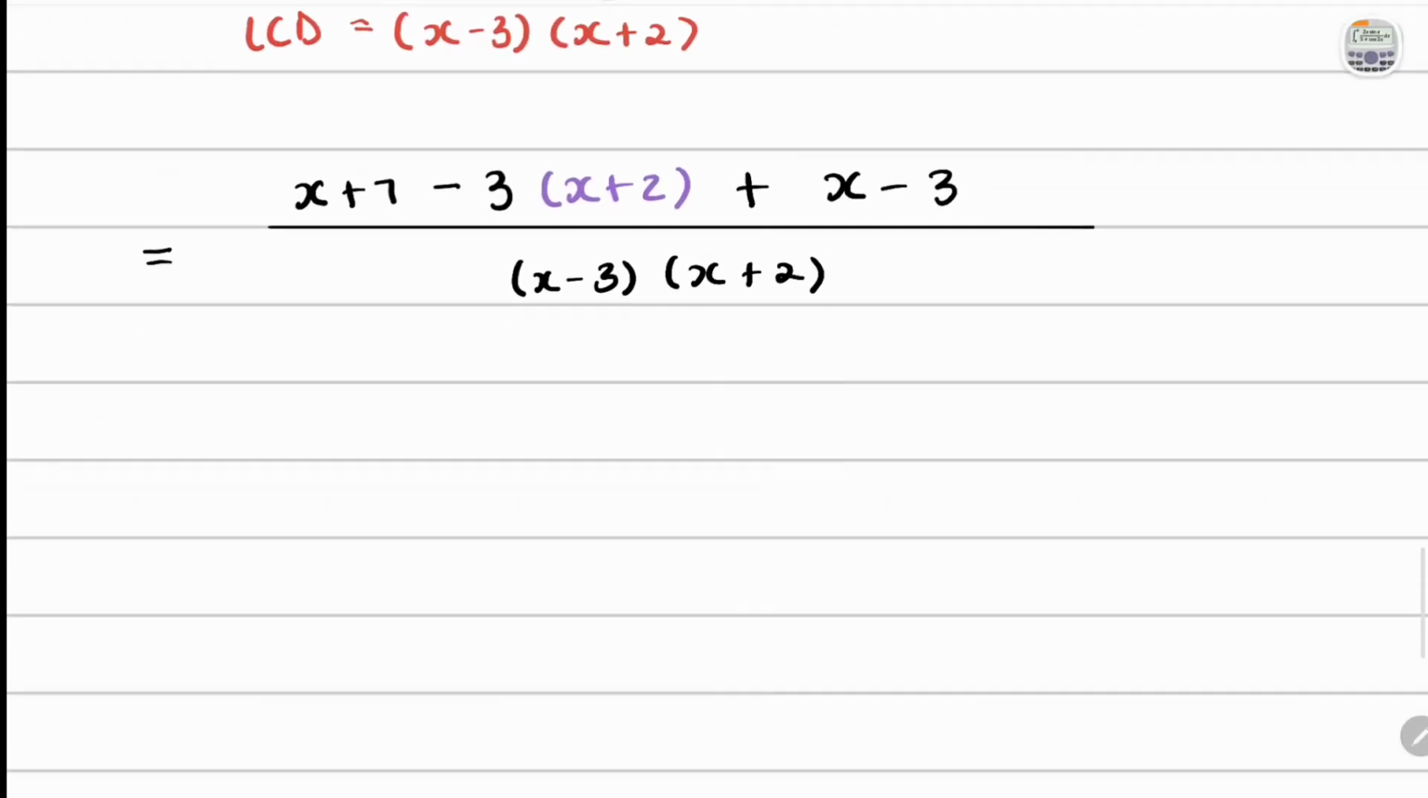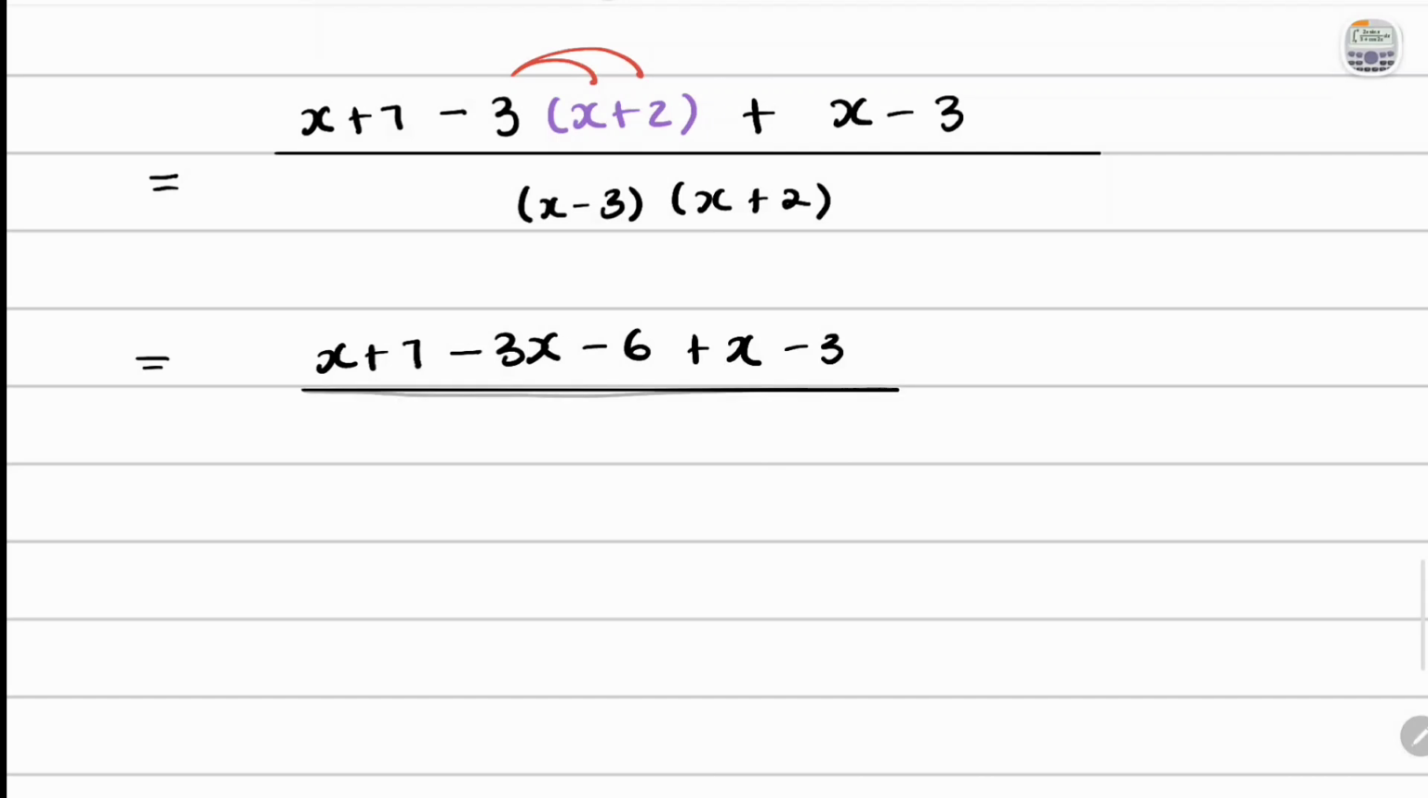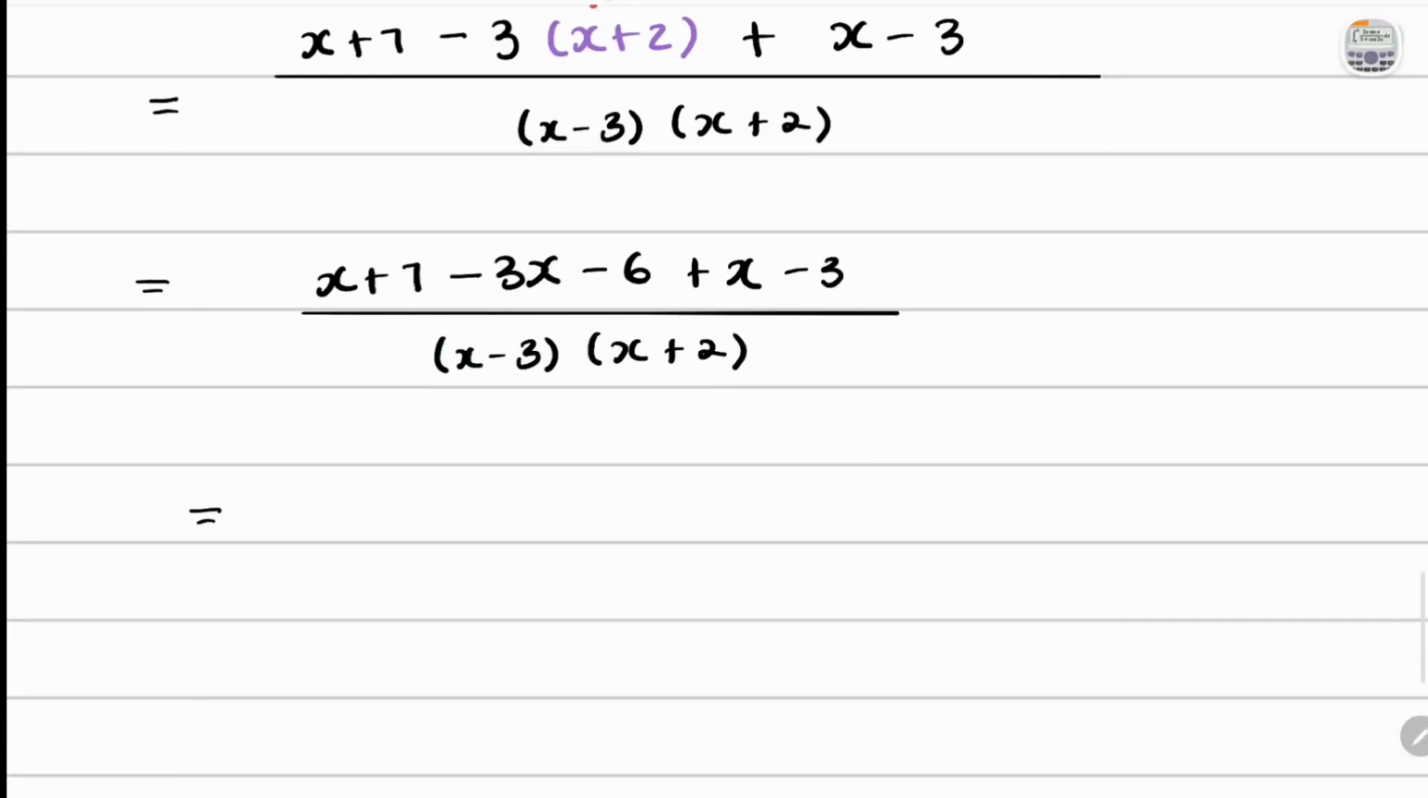Doesn't change. Okay, so let's simplify the numerator now. We have x plus 7, and this is going to distribute. So you have minus 3x minus 6 plus x minus 3 all over this same denominator that we have. All we have to do now is simplify that numerator. So this is equal to, put all your x's together. These two are going to give you 2x. 2x minus 3x gives you negative x. So we've got a negative x now.